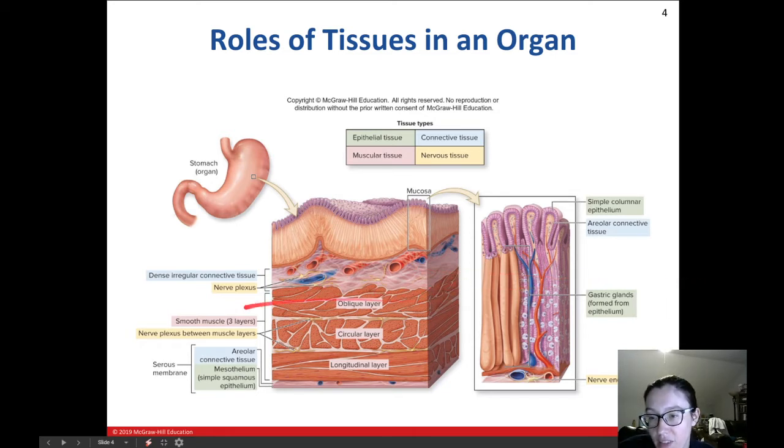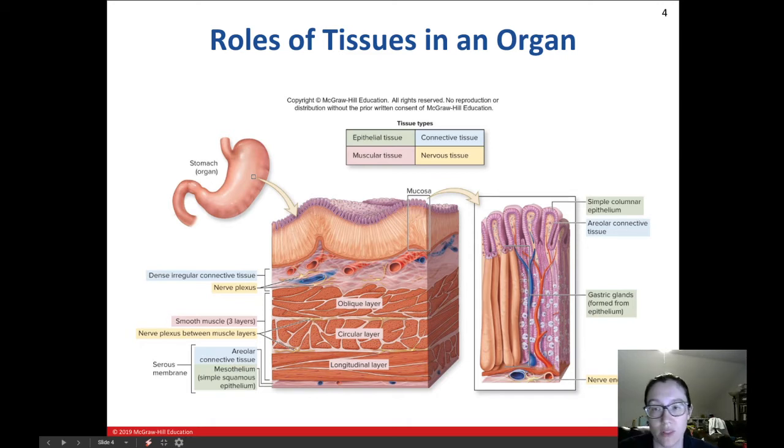And then down here we have this muscle tissue. This is smooth muscle since it's lining the layers of the digestive tract, and it's important for contraction. Each of the smooth muscle layers is going to have nerve plexuses between them, because we need nerve impulses to go to the muscle to cause it to contract. And so all of these tissue types are going to work together to make the really complicated organs that we'll be looking at in lab.